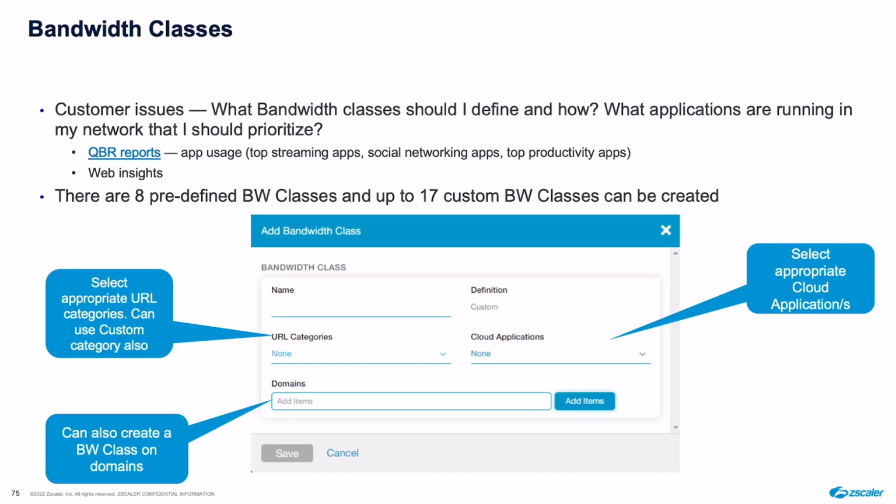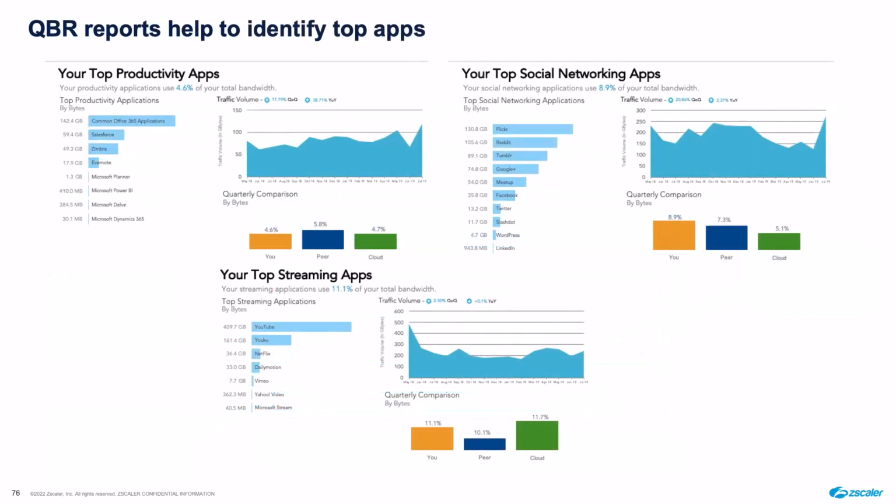And you could use either a web overview dashboard or quarterly business reports to identify what are the common apps which are being used. So we have a list of categories of cloud applications and URL categories, and you could accordingly define which bandwidth classes you want to leverage from a predefined standpoint, or you could create your own based on the utilization reports shared in the QBR reports and web insights. Now, just to give you a snapshot, sometimes you could have specific domains that, for business reasons, your employees would often access, which are not part of our categorization. You could even manually configure those when you create a custom bandwidth class.